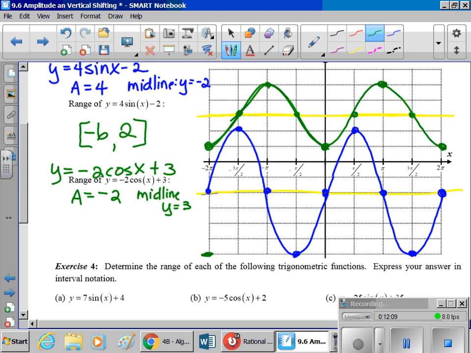And again, it asks us for the range here. So the range here goes between positive 1, 2, 3, 4, 5, and positive 5. So positive 1 to positive 5.